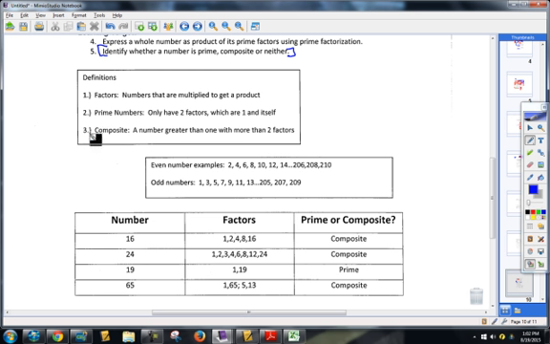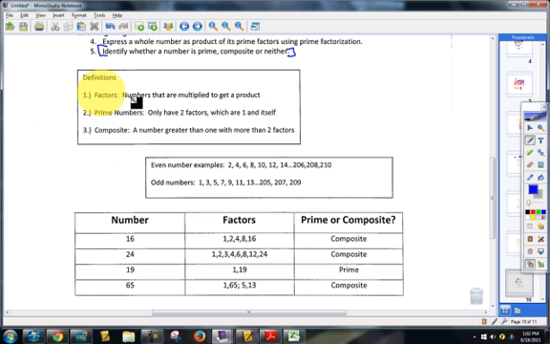Okay, we're going to learn what a prime number is and what a composite number is. Now, the first thing you got to know is what a factor is. You're going to hear me say the word factor a lot over the next year. The entire year I'm going to use it, because this is a skill that you're going to use pretty much every chapter for the rest of the year. So it's very, very important to understand it.